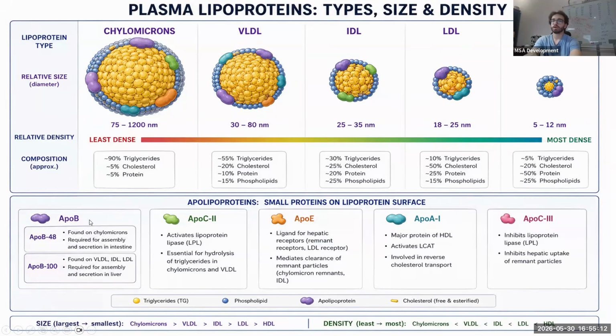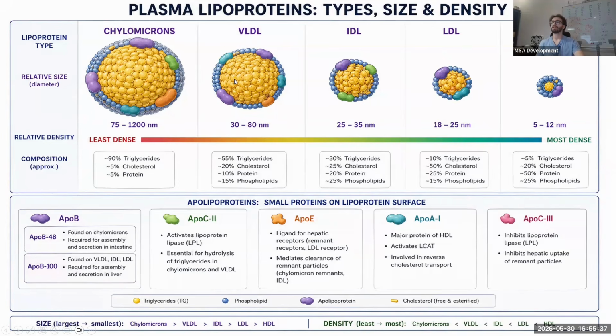Now we have ApoB. ApoB has 2 different subtypes, ApoB48 and ApoB100. Why does this division happen? Why do we have 2 different subtypes? Because of RNA editing. Remember this. You will be asked about this probably. So ApoB48 is found on chylomicrons. That's what I want you to know.